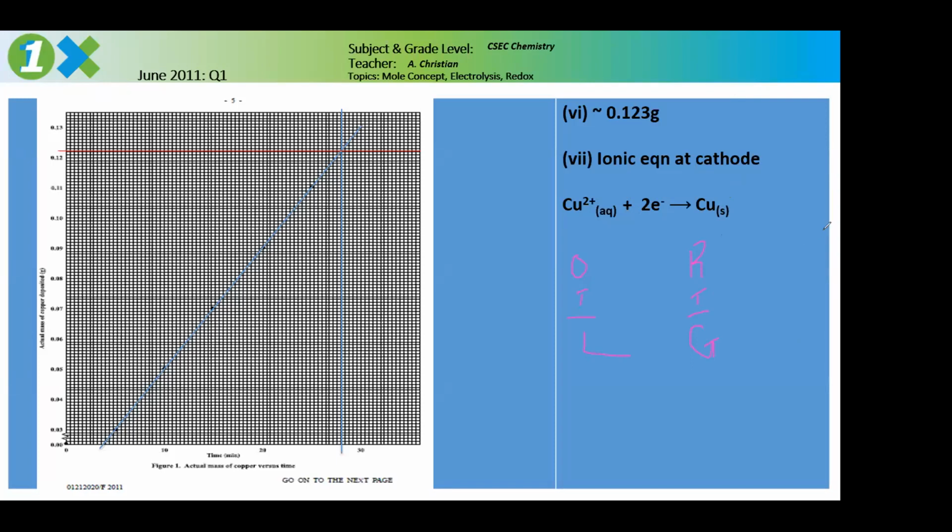And remember, what happens at the cathode? Reduction occurs at the cathode, oxidation occurs at the anode. So this is gaining electrons. You can tell that it has gained because it moves from +2 to 0, and that means that it gets more negative.